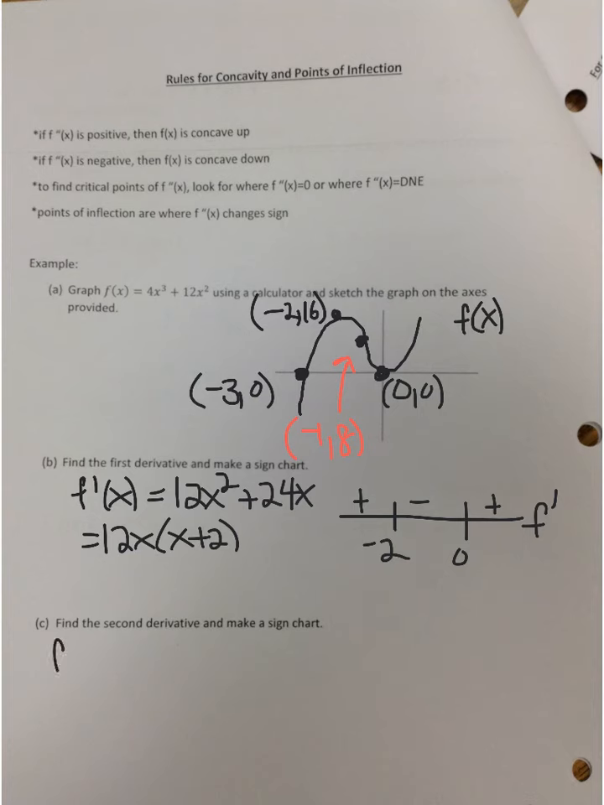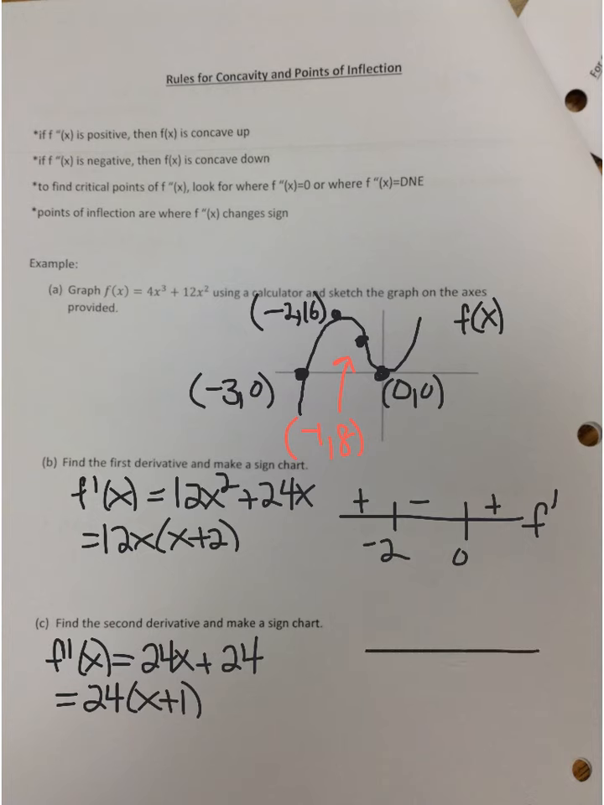So I'm going to take the second derivative, that's a double prime, by the way, and I'm going to take the derivative of 12x squared, which is 24x, plus, and then the derivative of 24x is 24. So I'm going to take out a 24 and I'm going to get x plus 1. So if I set that equal to 0, then the only 0 that I'm going to have there is at -1, and I'm going to call this f double prime.